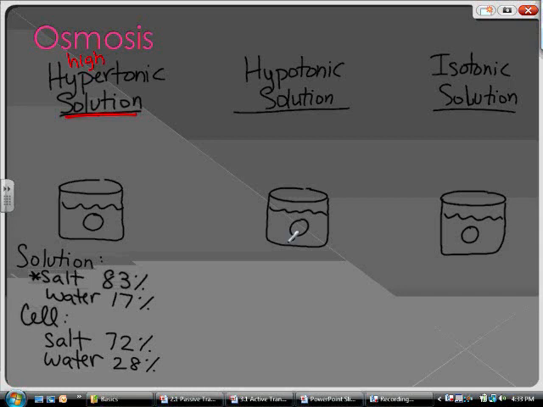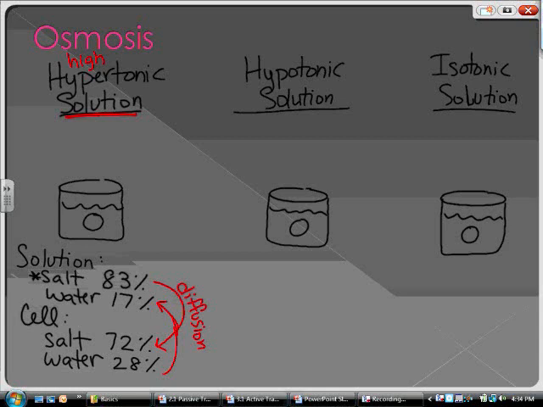All of our substances are going to want to move from high to low because it's passive transport. So salt is going to want to move from high to low, by diffusion.